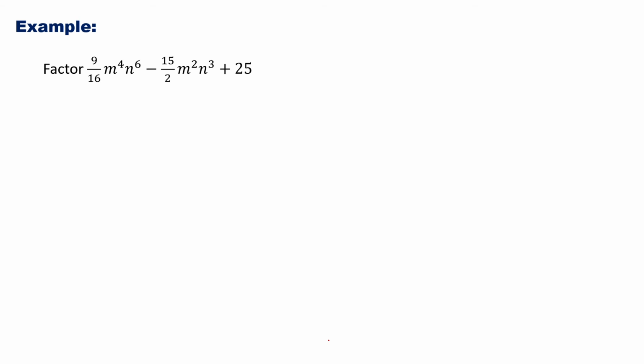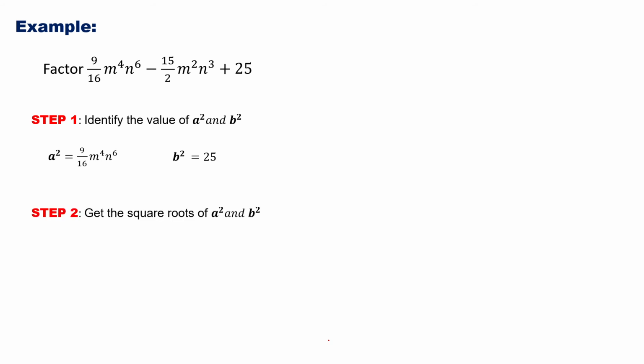We have 9 over 16 m raised to 4 n to the power of 6 minus 15 halves m squared and cube plus 25. So let's identify the value of our a squared and b squared. We have a squared is equal to 9 over 16 m to the 4th power times n raised to the power of 6. Our b squared is 25. Next, our second step, square roots of a squared and b squared are 3/4 m squared and cube. And for the b naman, we have 5.